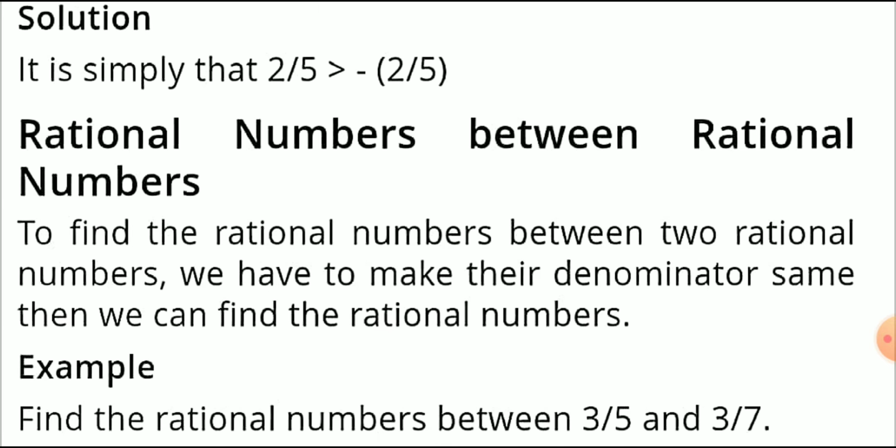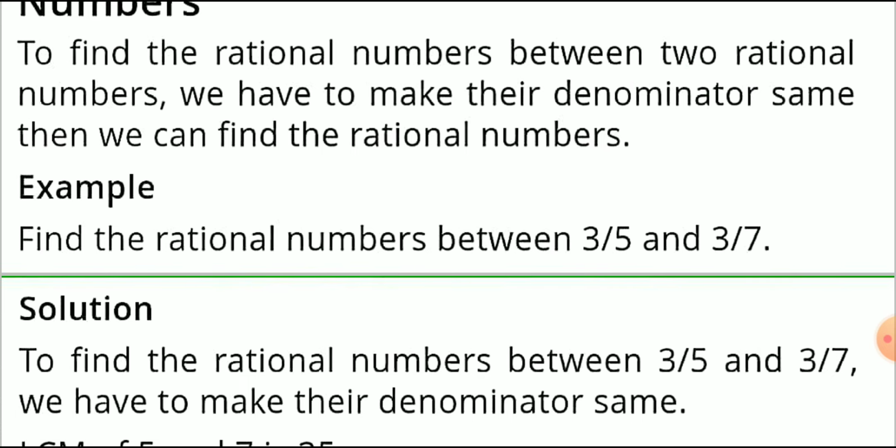Rational numbers between rational numbers. To find a rational number between two rational numbers, we have to make the denominators the same, then we can find the rational numbers. So find the rational number between 3 upon 5 and 3 upon 7. How will you do this? We have to make the denominators the same, and we do that by taking the LCM of the denominators.